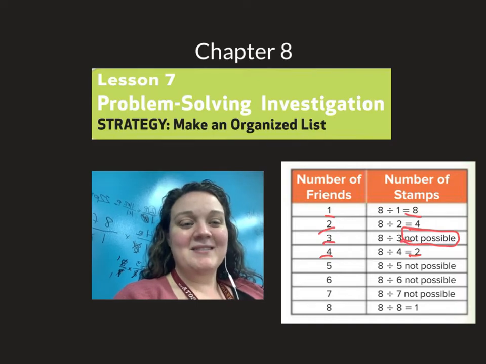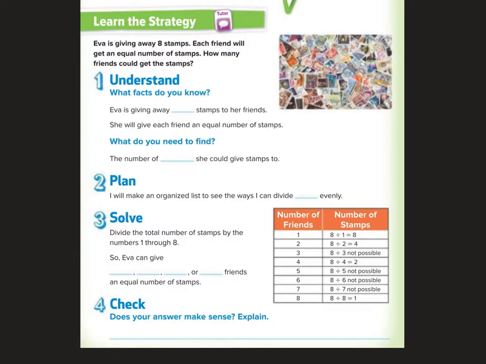So let's get started. Here in our first problem, we have Eva. She is giving away 8 stamps. Each friend will get an equal number of stamps. How many friends could get the stamps? This is the example that I used on the last page. When we have a word problem, any word problem, we should go through these same steps.